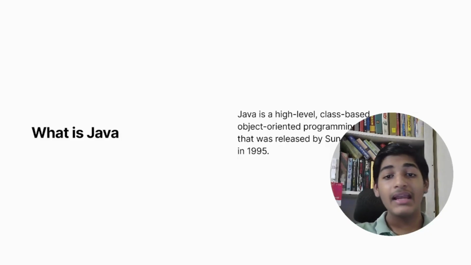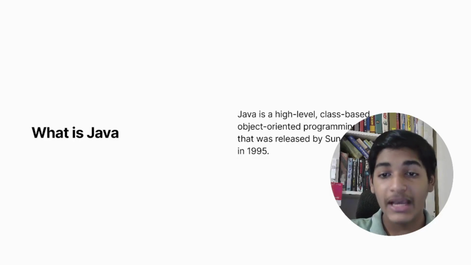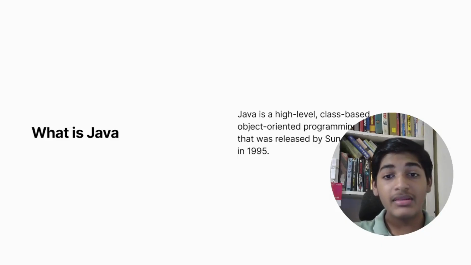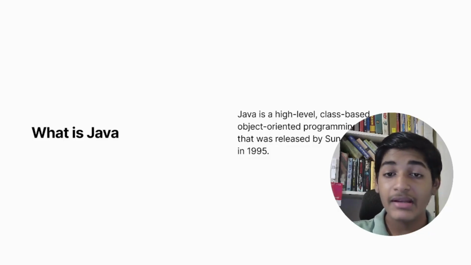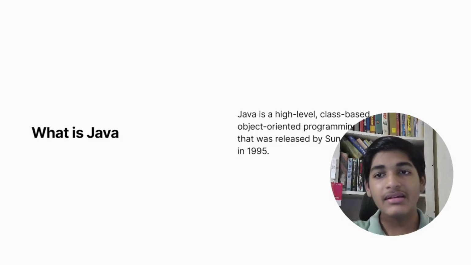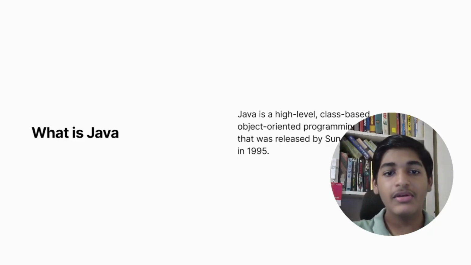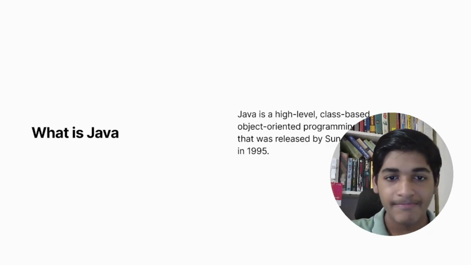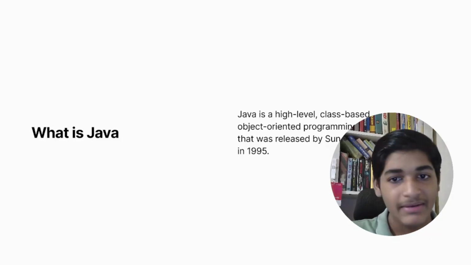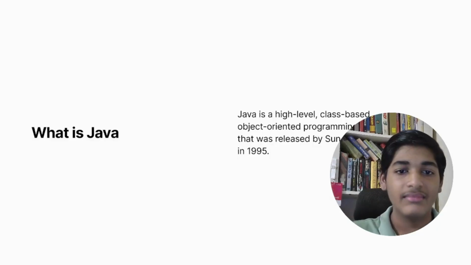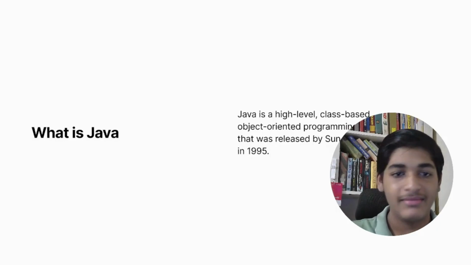Now, what does this high-level, class-based and object-oriented programming language mean? Class-based language means Java supports classes and objects. Now what are these classes and objects? We'll be discussing these concepts in the later part of the series. Basically, classes and objects come under the topic of object-oriented programming, that means OOPS, so we'll be covering OOPS later. And James Gosling is credited as the main creator of Java. And later Java was acquired by Oracle.